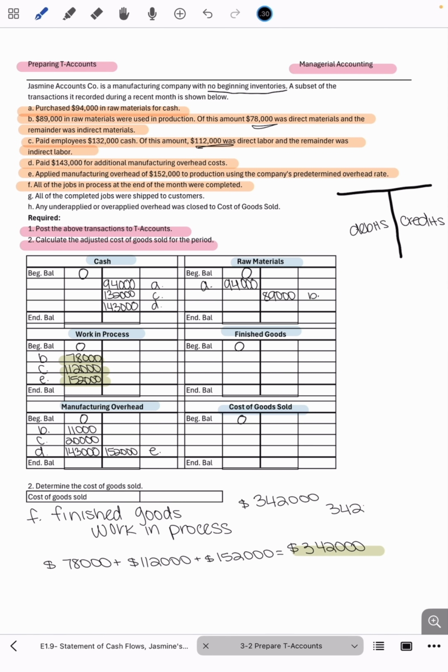So for F, we're going to debit finished goods $342,000. Then we're going to credit work in process for the same amount. All right, and that is F.